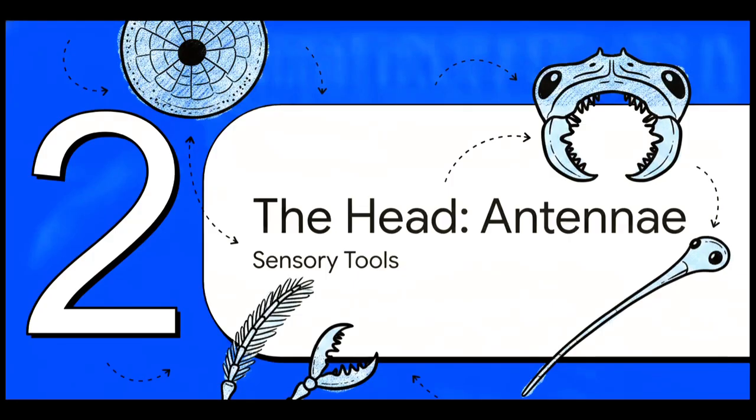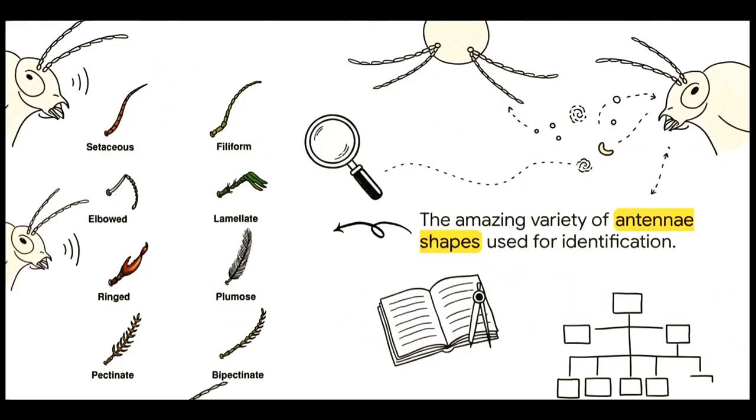Moving to part 2, the head and antenna types. Zooming in on the very front region, the head houses the insect's primary sensory tools. This includes their compound eyes, their uniquely adapted mouthparts for chewing or piercing, and, most importantly for our focus today, their antennae. Check out the sheer, incredible diversity of these jointed feelers. Insects rely heavily on them to detect odor, sound, and taste.